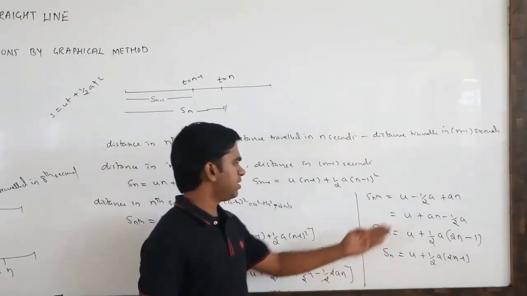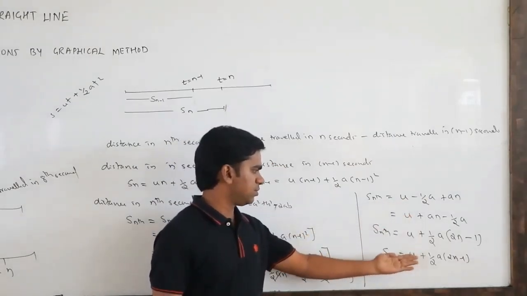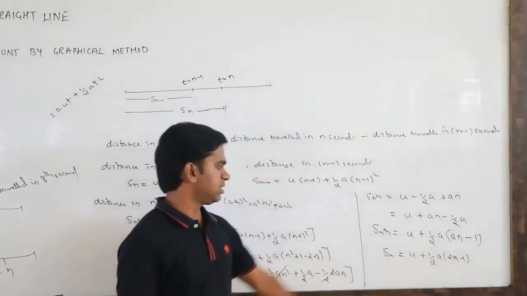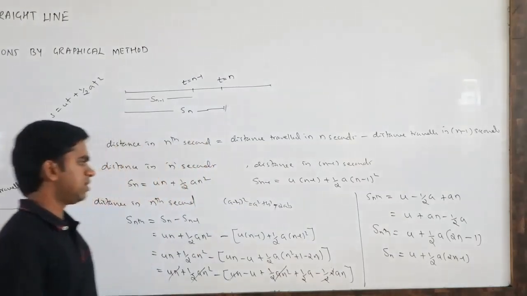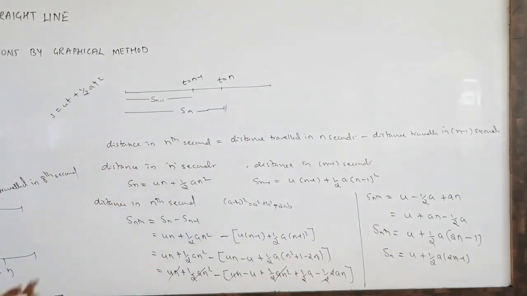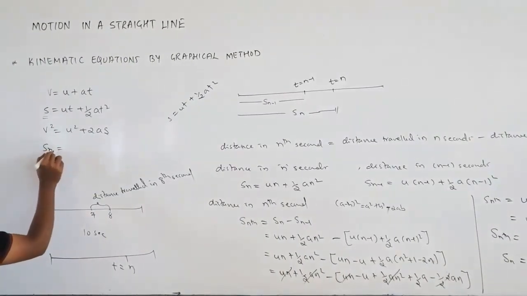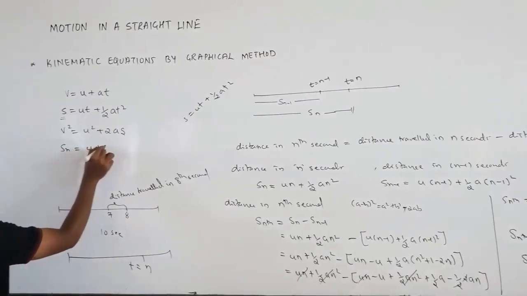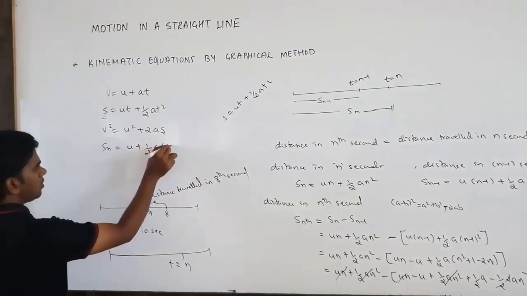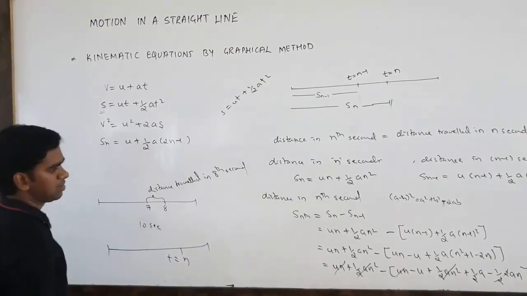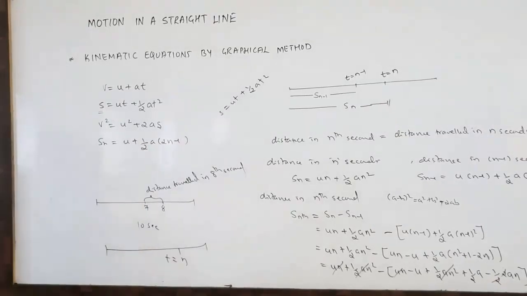Okay, so 2n minus 1. Or you can stop here also. It is the standard equation. So based on your convenience, you can write the equation. I can write here that Sn second is u plus half a into 2n minus 1. Okay. So this is one more equation we are going to add.